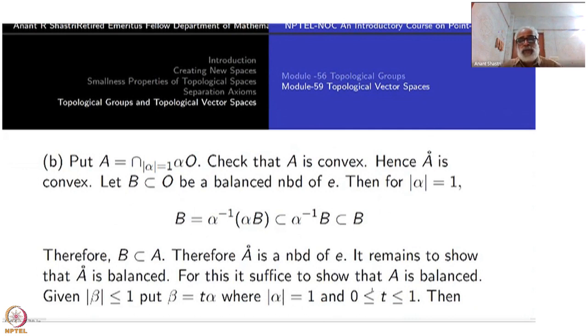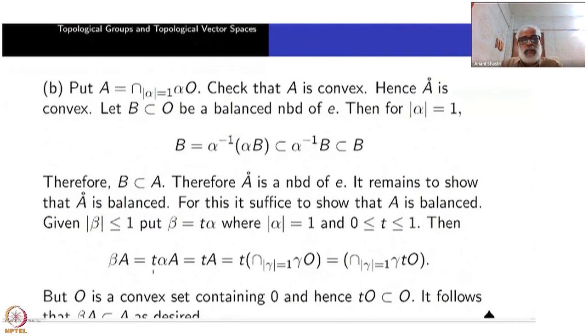So to show that A is balanced, take mod beta less than or equal to 1 and beta equal to T times alpha, where mod alpha is equal to 1. Any beta can be written as e power 2 pi i t times T. That's why you can write it as T times alpha, where mod alpha is equal to 1, and T will be between 0 and 1, non-negative. Once you write it like that, beta A is T times alpha A. But alpha A is equal to A by this property, since it is an intersection. That is why T alpha A is equal to T times A. Now, what is A? A is the intersection of all, don't write alpha, that may be confusing, write another variable, gamma O, where mod gamma is 1. This is just A, so just T times that.